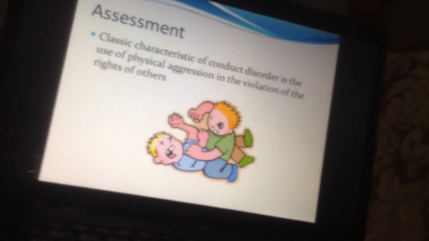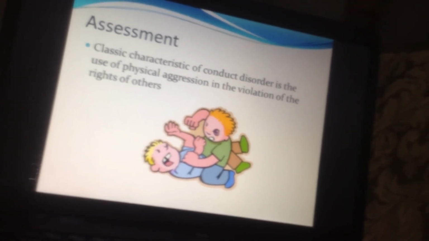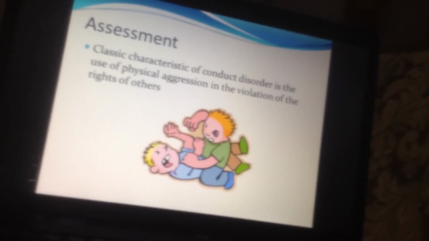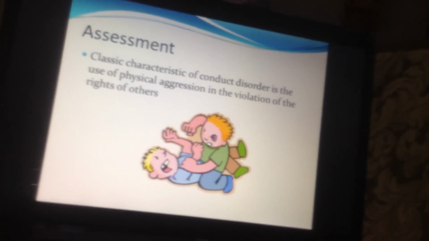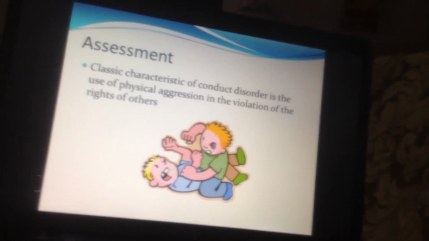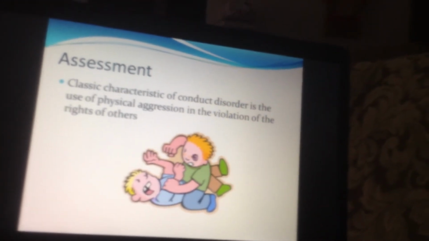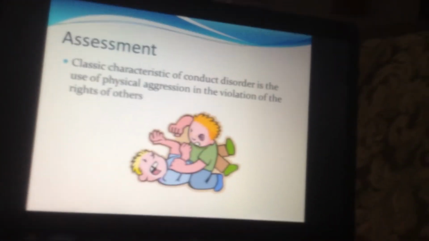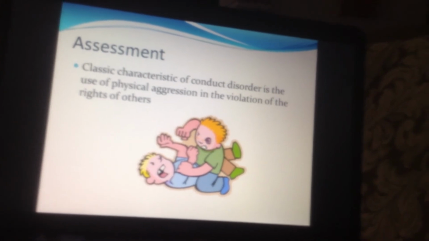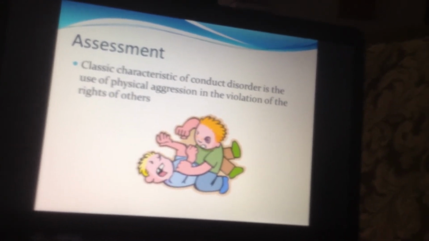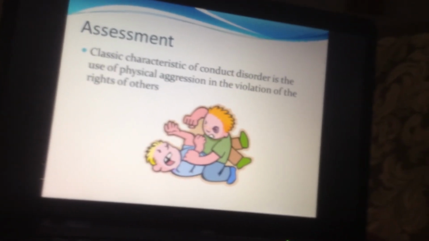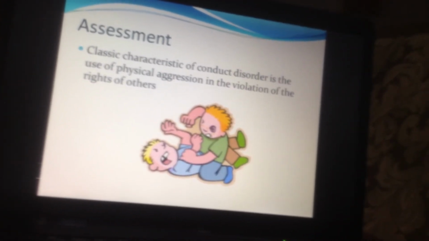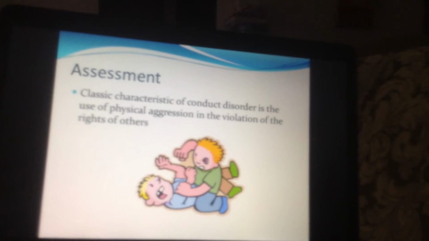Okay, with assessment, you'll find that these kids are very aggressive, and they will violate other people's rights. These kids may be found stealing or lying, and that's very common. They may have low academic achievement, they may not be able to control their anger, they may have problems with hyperactivity or impulsiveness.